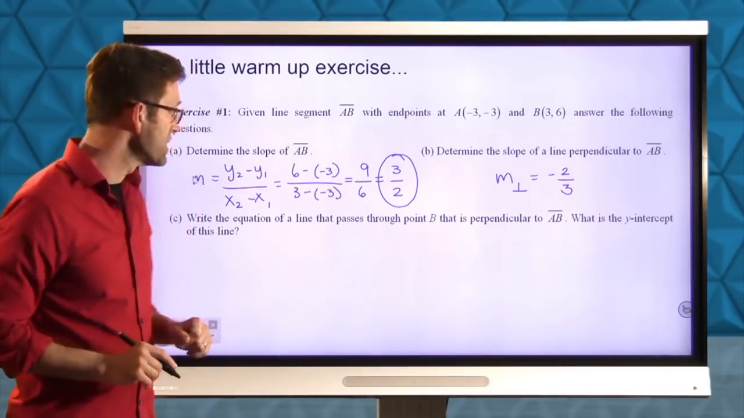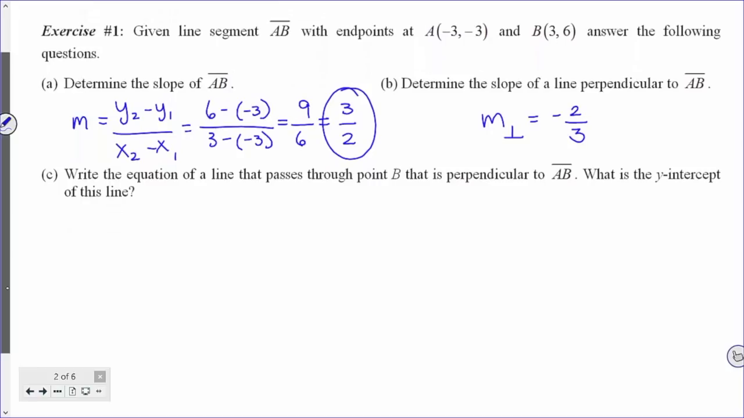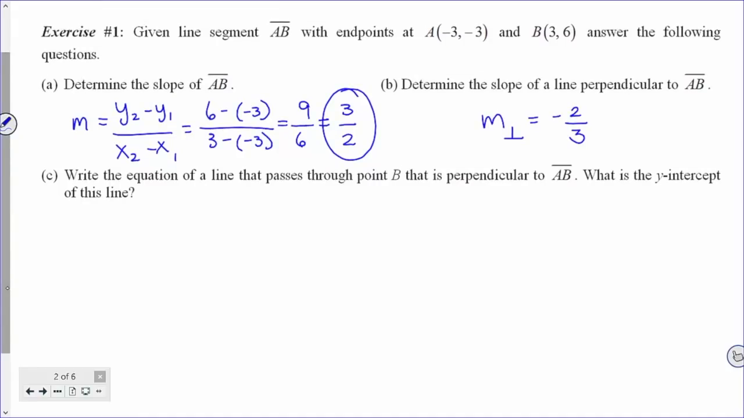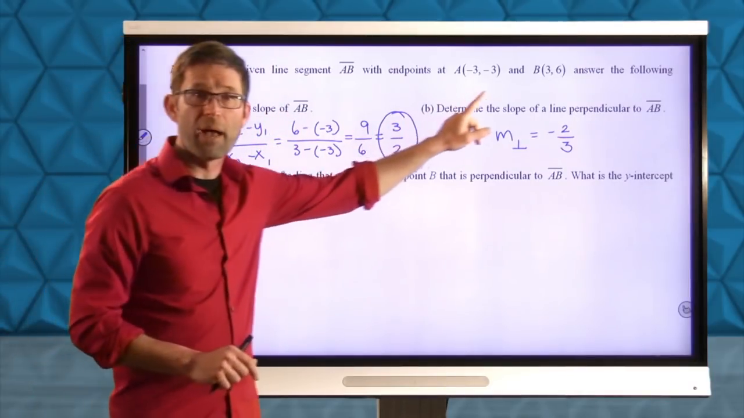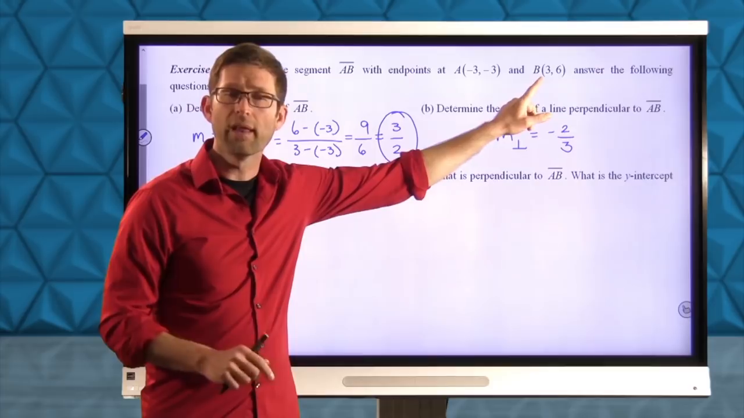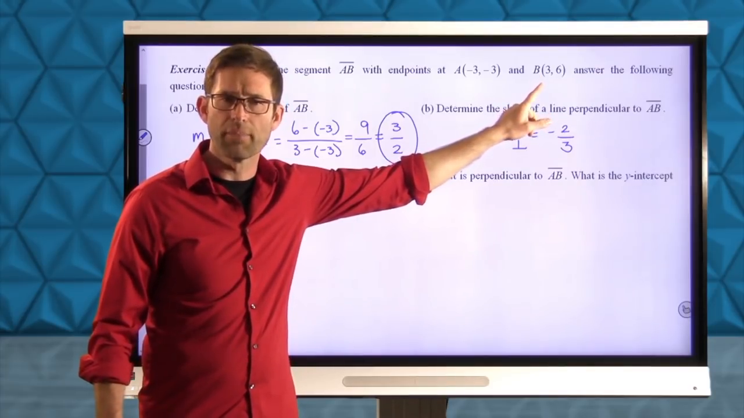But let's take a look at letter C. Letter C asks us to write the equation of a line that passes through point B that is perpendicular to AB. What is the y-intercept of this line? So we want a line that is perpendicular to AB that passes through point B, all right, and we also want to find the y-intercept.